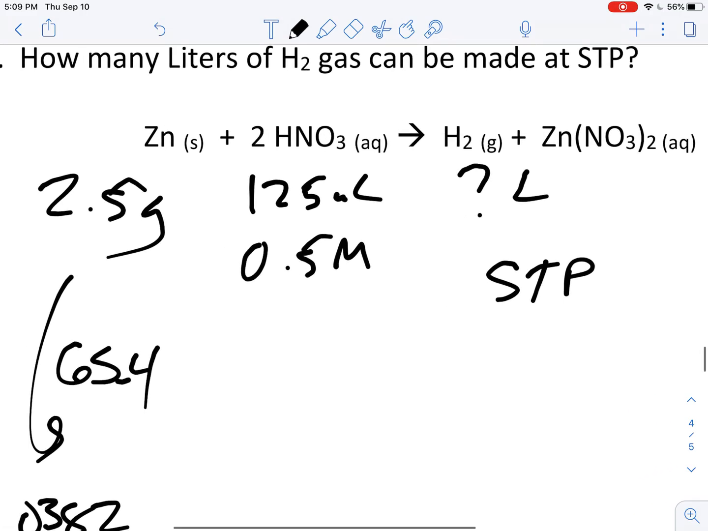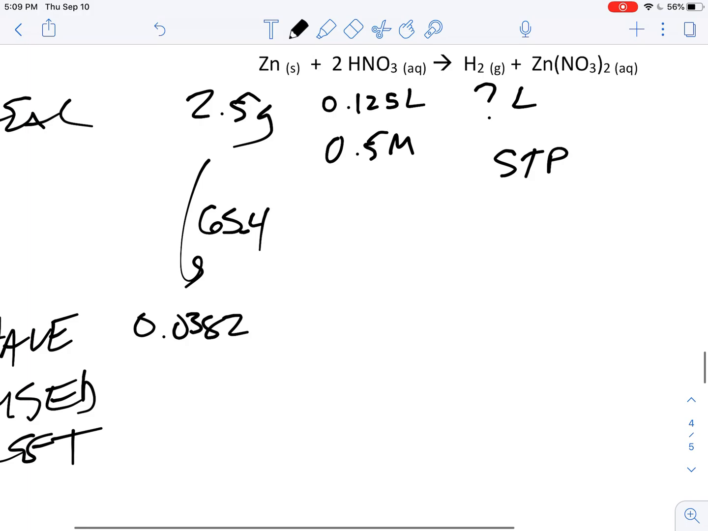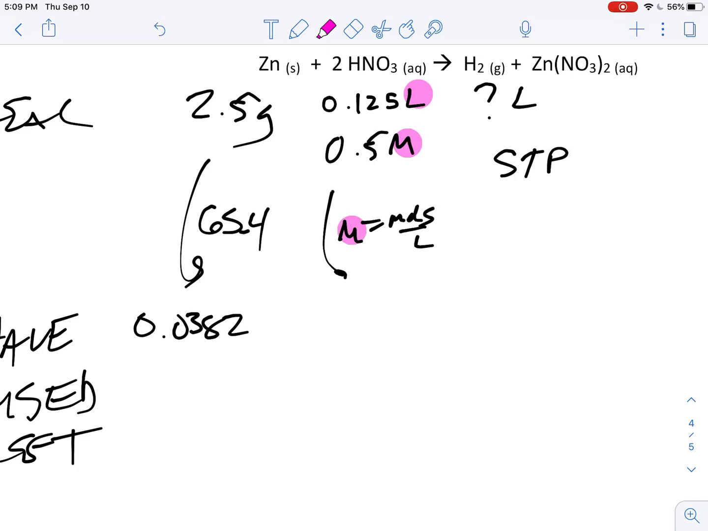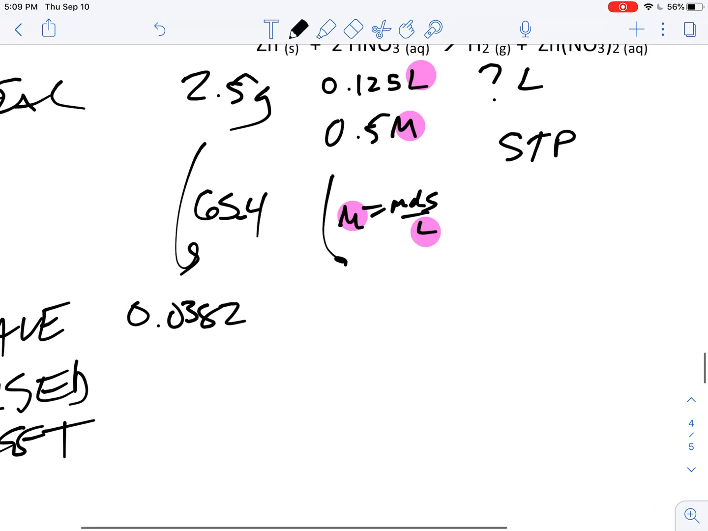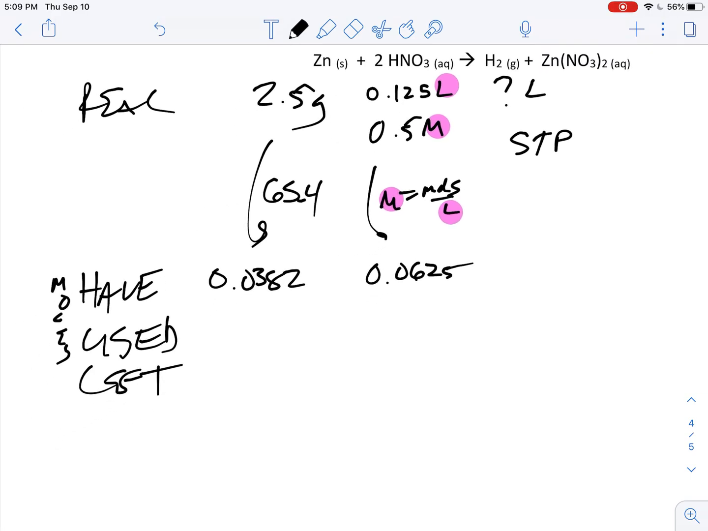But now I've got molarities and milliliters. Ooh, we learned this before. Milliliters to liters is 10 to the minus 3. So this is going to be 0.125 liters. And I come down this way. Remember that molarity is equal to moles per liter. I've got the molarity and I've got the liters, so I need to know what the moles are. So I'm going to multiply those two guys together. And so I'm going to end up with 0.0625 moles that I have.